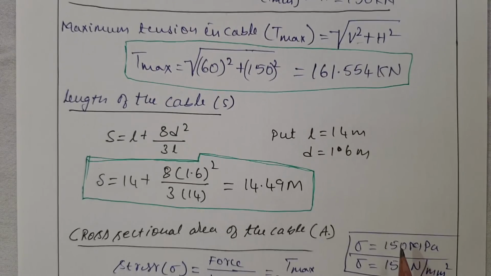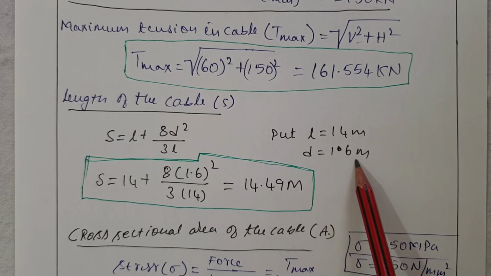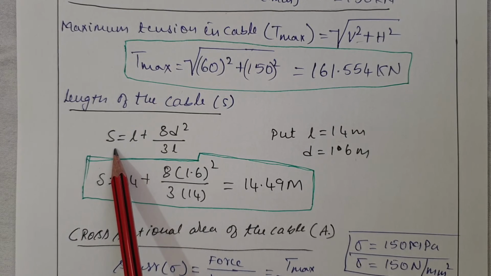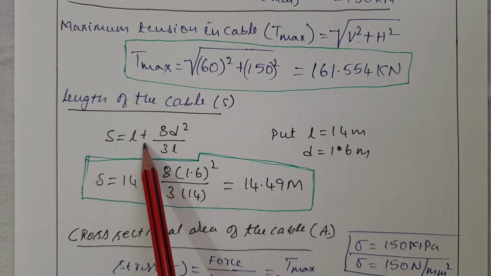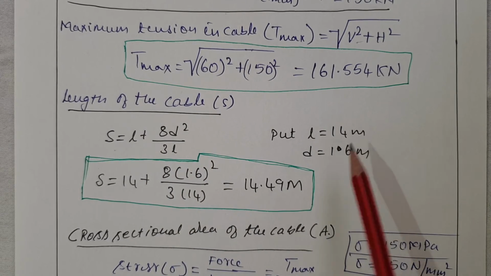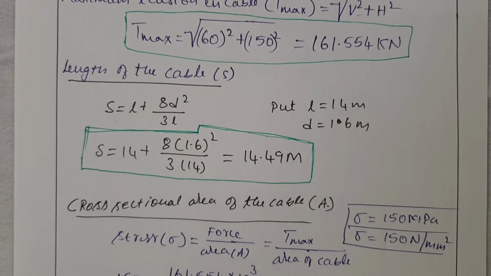So for the length of the cable, we know the span will be 14 meter, and we know the central dip as 1.6 meter, and it is acting exactly at the center. That is, it is symmetrical, and the loads are exactly at the same level. So for the length of the cable, we have the equation, S will be equal to L plus 8D square divided by 3L. Substitute these values in the above equation, you came to know the length of the cable, it is 14.49 meters.